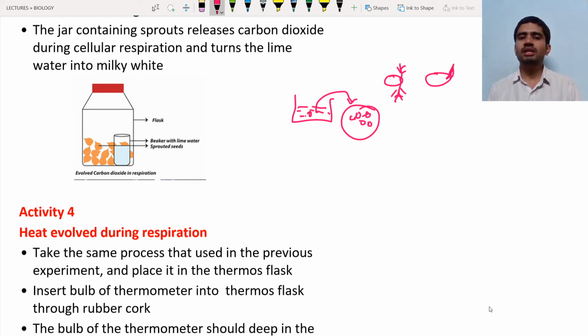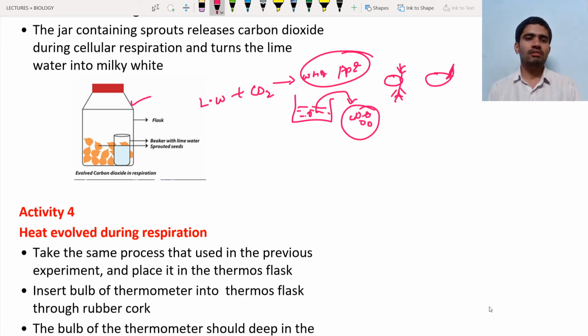Next, you have to take a flask or glass jar, and put one beaker containing lime water inside. We have discussed this lime water in previous classes also. This lime water reacts with carbon dioxide to give a white precipitate. So this white precipitate is produced after reacting with carbon dioxide.